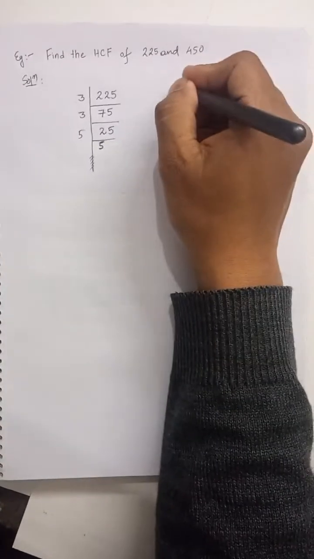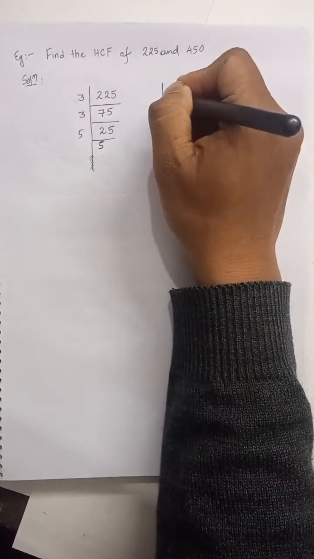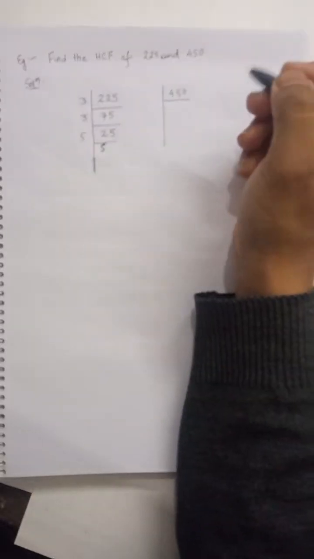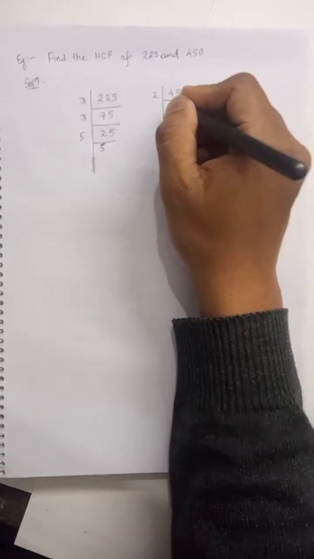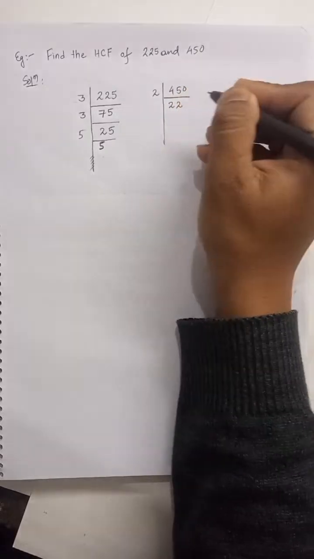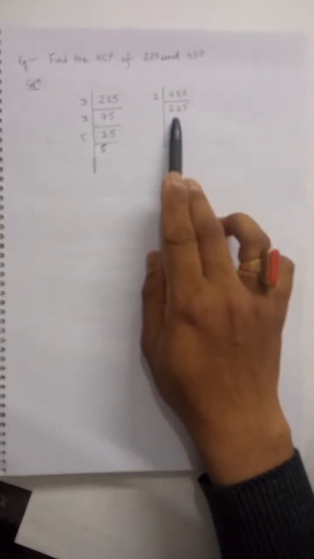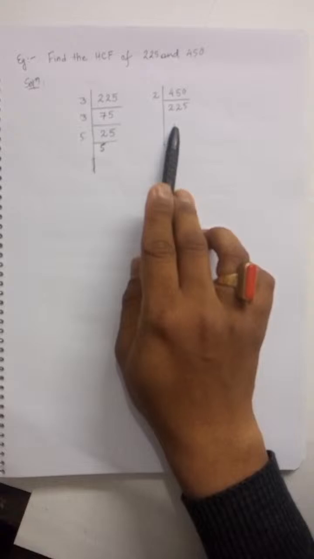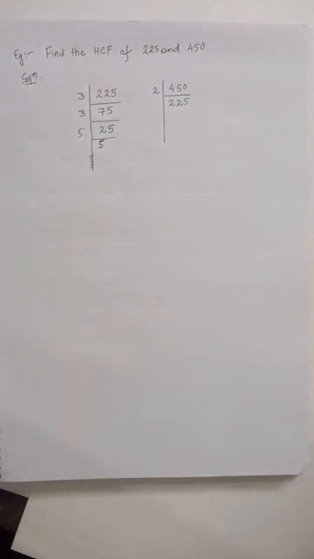So let's take 450. 450 ends with 0, so this is divisible by 2. I mean, any number ending with 0, 2, 4, 6 and 8 is divisible by 2. This is what we have learned. So we'll divide it by 2. 2 into 2 is 4, 2 into 2 is 4, and 2 into 5 is 10. So as you can see, we have just got the same number, 225. So without thinking much, we can write down the factors as it is. Okay, so that is what we'll do.